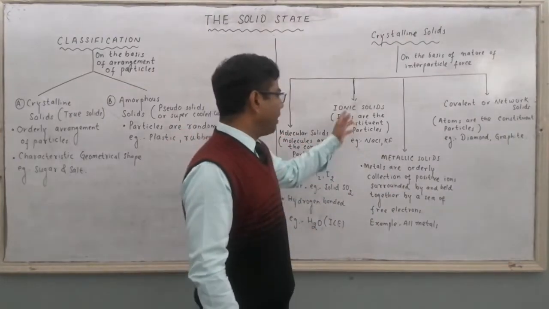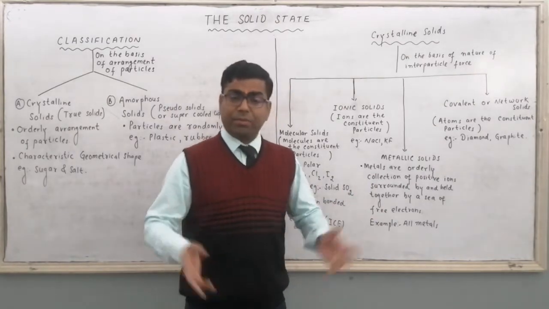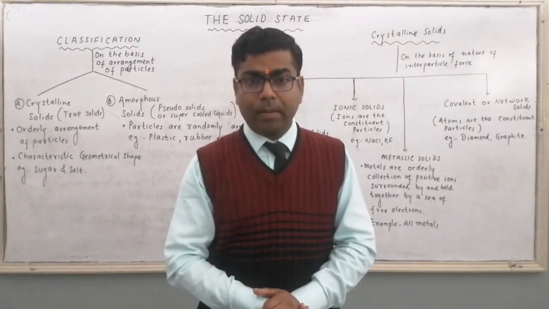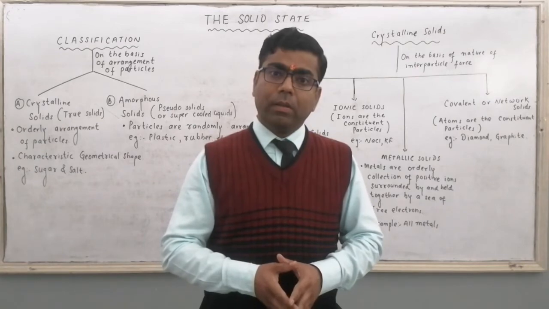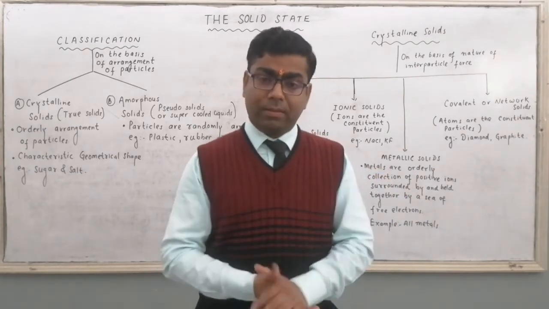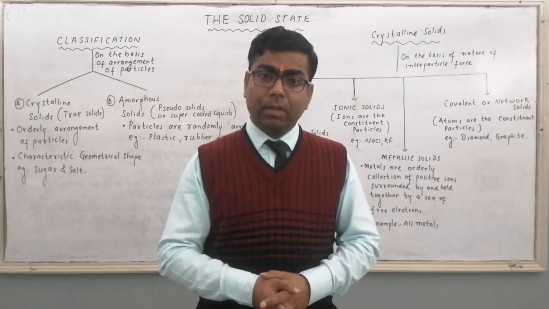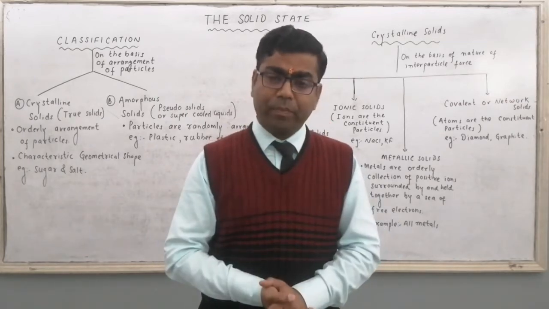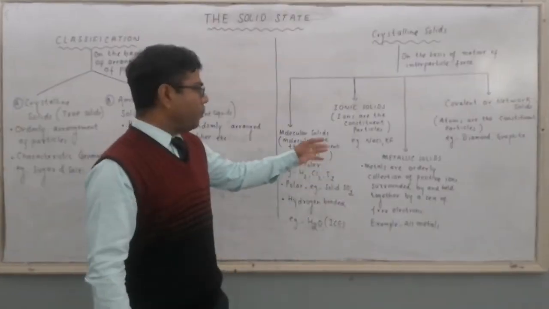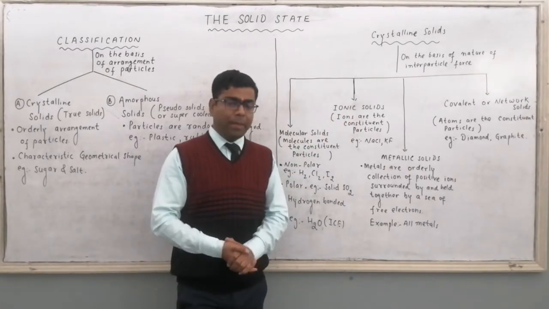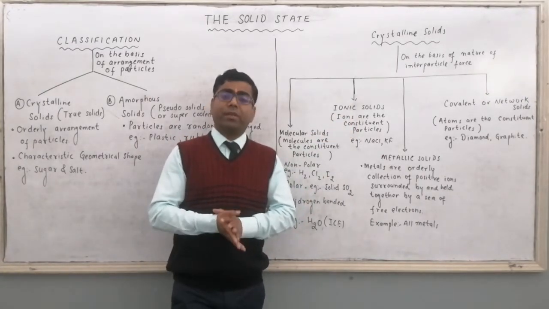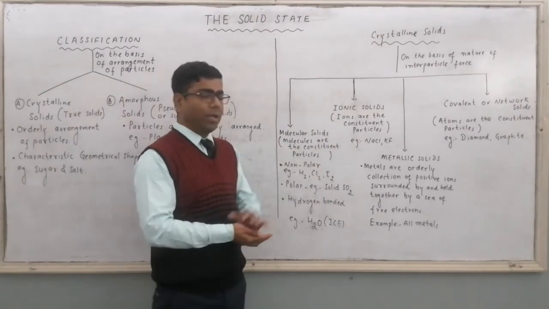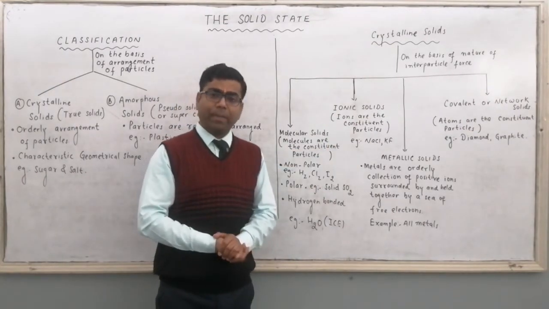Then the next one is ionic solids. As the name suggests, ions will be the constituent particles. And we know it very well that between different ions, opposite ions, we have an electrostatic force of attraction. So here the constituent particles are ions, and between the opposite ions the force of attraction is electrostatic. Such solids are called ionic solids. Examples: NaCl, KF, etc.